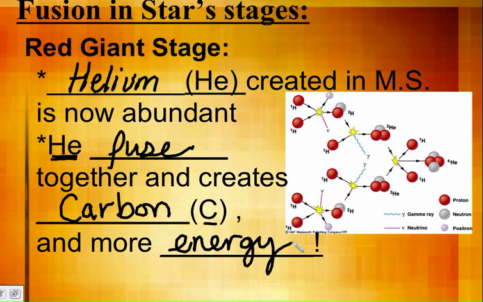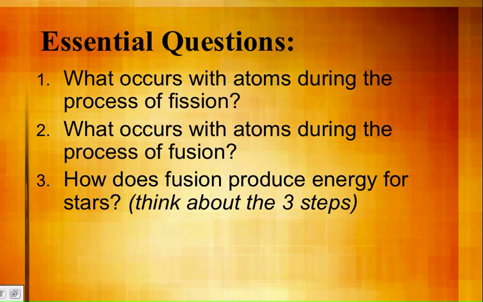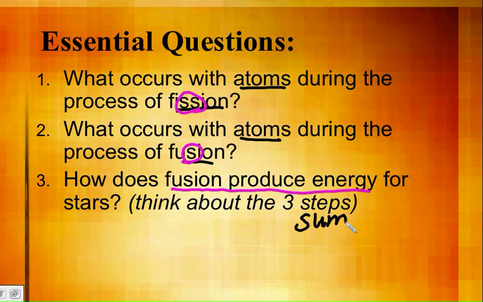So again, the difference between fusion and fission is our important fact here, and how specifically fusion is helping our stars grow and function. So back to our essential questions. You have a little space to answer them on top this time. We want to make sure what's happening with atoms in both fission and fusion. And as you write that sentence out, remember our little S trick there. And then for the third one, how is fusion producing energy for stars? And you can think back to those 3 steps that we talked about and kind of summarize these. Maybe even give an example of the elements that are fusing and occurring in those different stages.